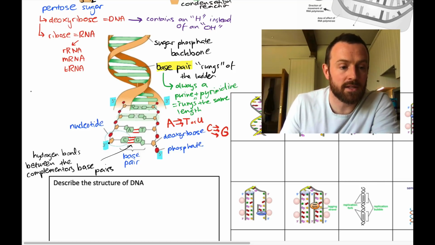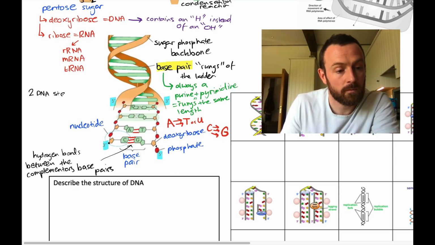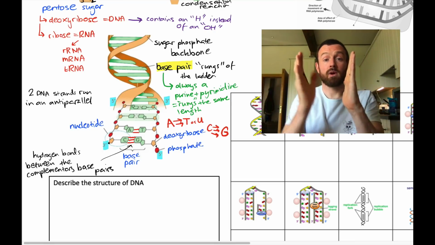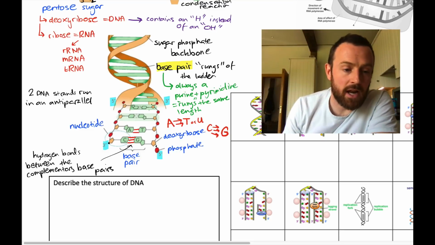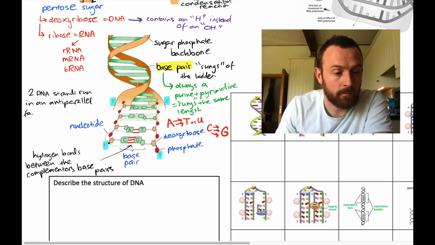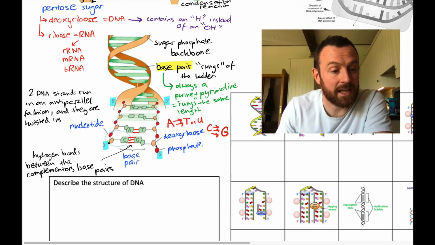So the two strands, we say, run in an anti-parallel fashion. Okay, because they're parallel, but one's flipped going the other direction. So they run in an anti-parallel fashion. And we can also say, put a comma there, and they are twisted into a helix, into a double helix, okay?